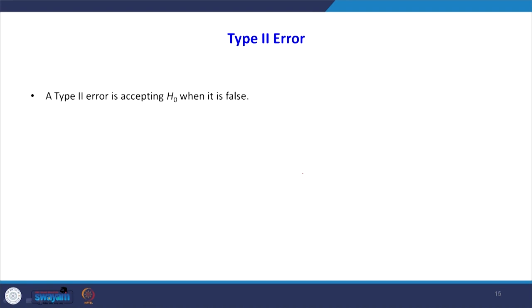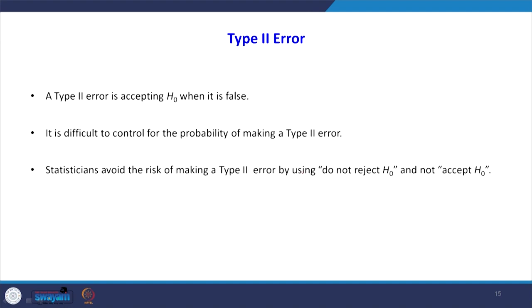Type 2 error. A type 2 error is accepting H naught when it is false. It is difficult to control the probability of making a type 2 error. Statisticians avoid the risk of making a type 2 error by saying do not reject H naught instead of accept the null hypothesis, because in the hypothesis context, when we conclude, we will not say accept the null hypothesis, we will say do not reject the null hypothesis, because there is no proof that the null hypothesis is true.